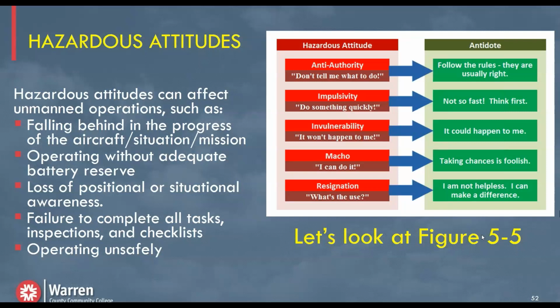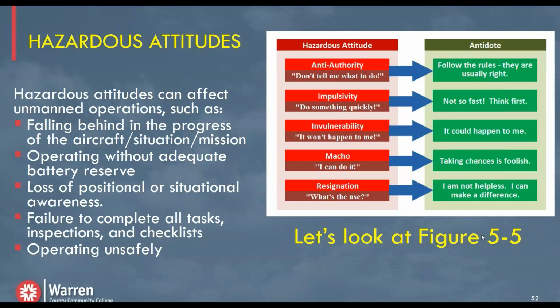The first one is the person with the personality of anti-authority. Don't tell me what to do. I'm in charge. They have that authority complex. What you need to do is get away from that. If you have this issue, stop. Just follow the rules. The rules may not always be right, but they're almost always right, which means they're your best defense against an accident or an error in judgment. So follow the rules. They're usually right. That's the antidote. And there are test questions on these, so you will want to pay attention.